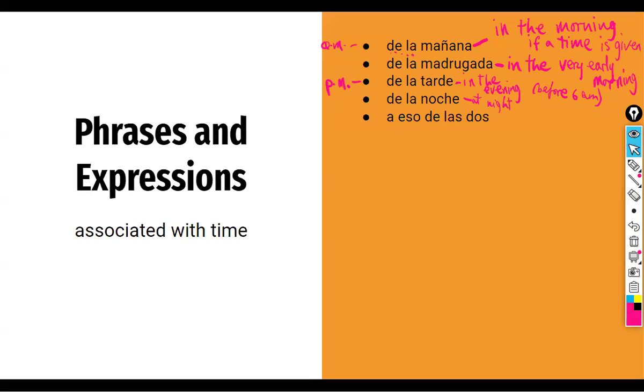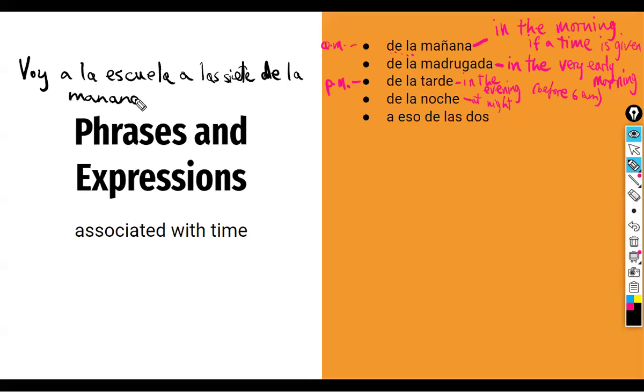Okay, sorry. So just to go back up here, in the morning, if a time is given, we use de la mañana. So if I say, for instance, voy a la escuela a las 7 de la mañana. I am going to school at 7 a.m. At 7 in the morning.